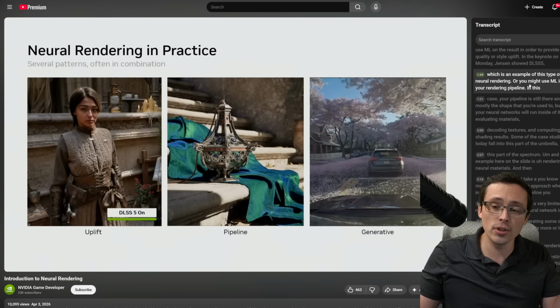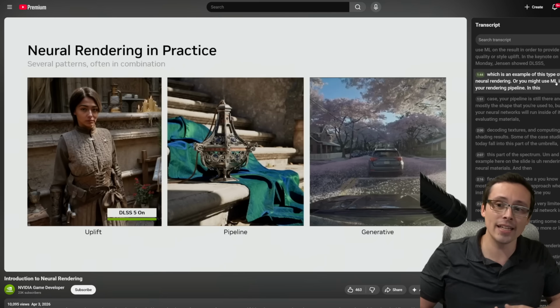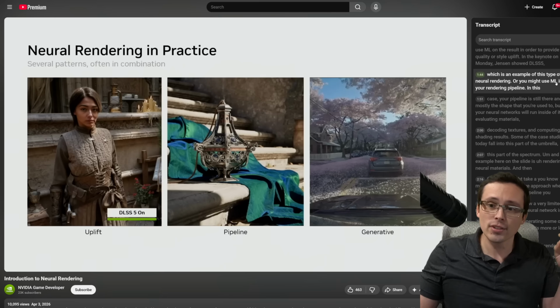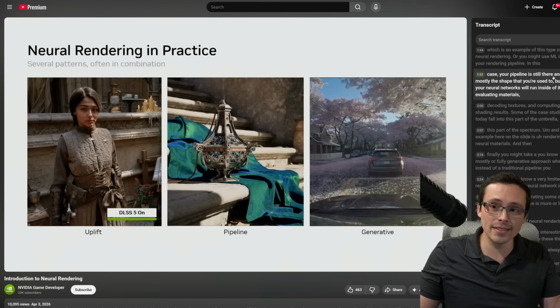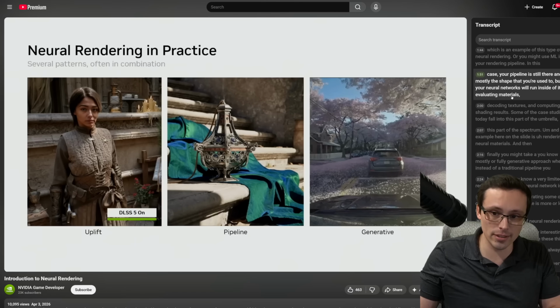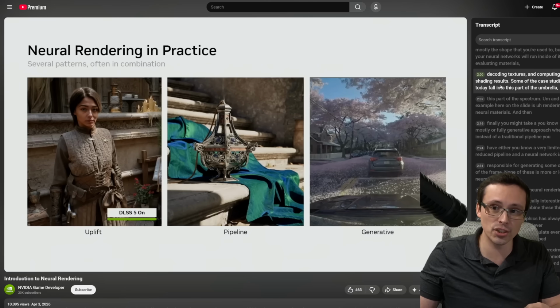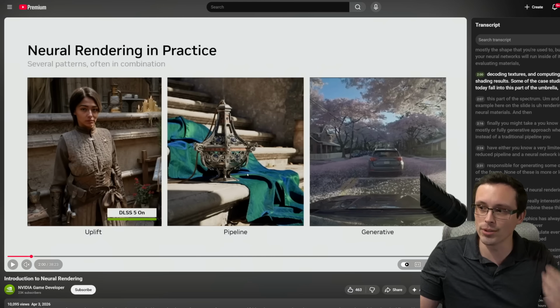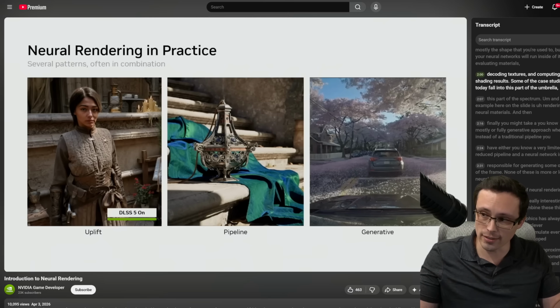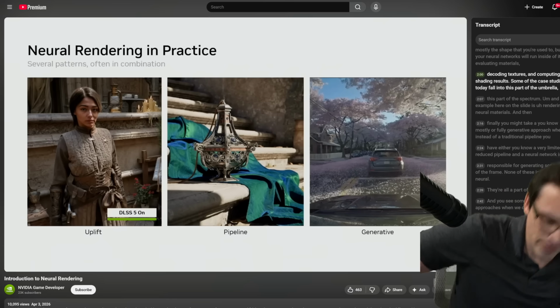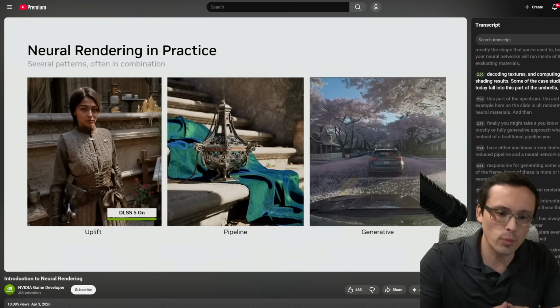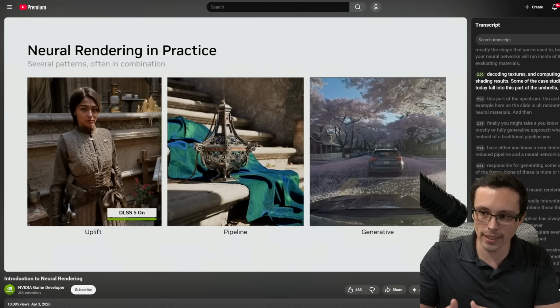Now what they're saying is you could use machine learning inside your rendering pipeline. So in this case your pipeline is still there and still mostly the shape that you're used to, but your neural networks will run inside of it, evaluating materials, decoding textures, and computing shading results. And then they describe some of that in more detail for a good chunk of the rest of this talk. So in other words, this is describing more of what I think most people thought of as neural rendering before the introduction of DLSS 5.